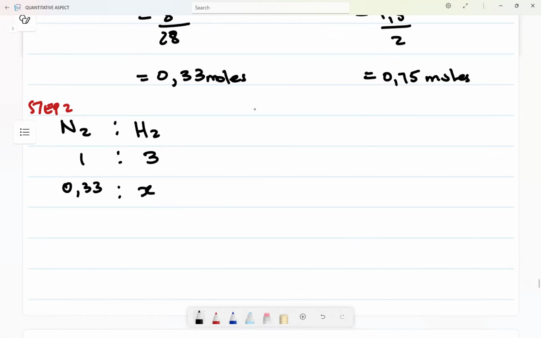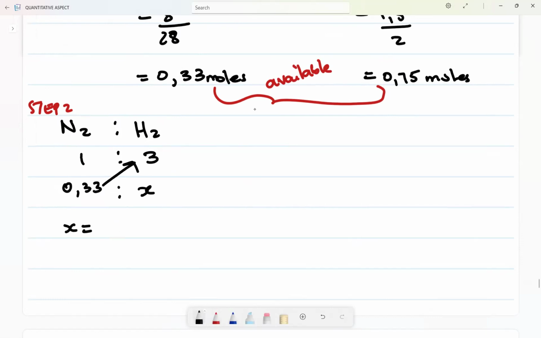Let's assume that we do. Remember, these are the initial amounts, or the ones that are available. So we need to know, if 0.33 of N2 is available, how much of H2 is needed? When I solve my mathematics, x multiplied by 1 gives me x, which is equal to 0.33 multiplied by 3. Remember, x is the number of moles of H2 that is needed. So it's going to be something like 0.99 moles. Can you see?